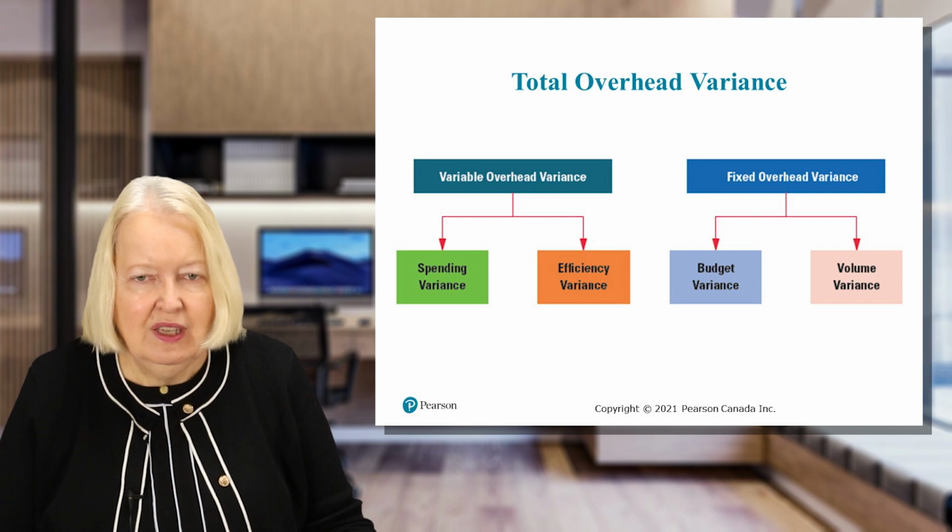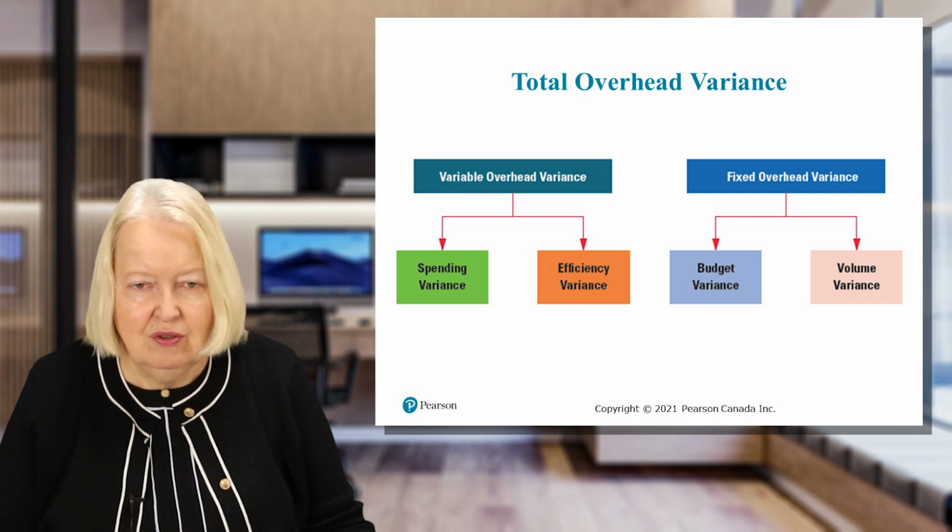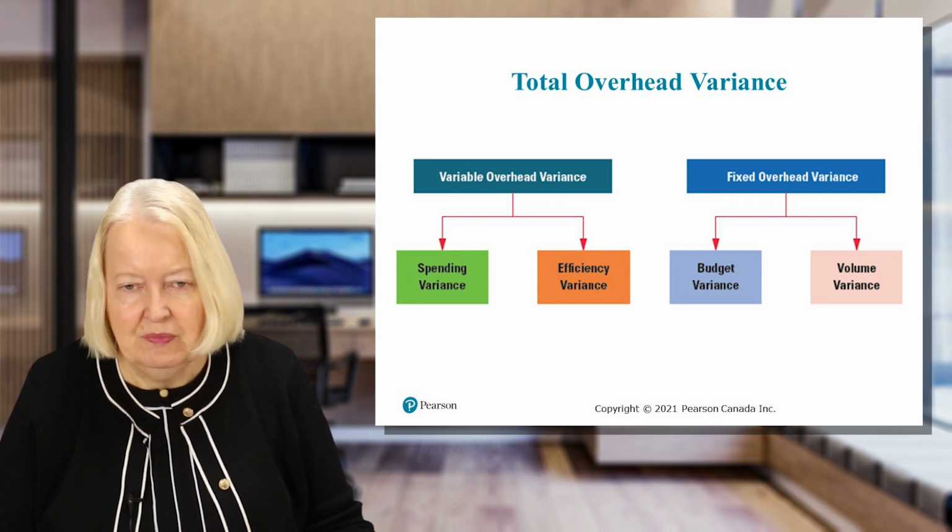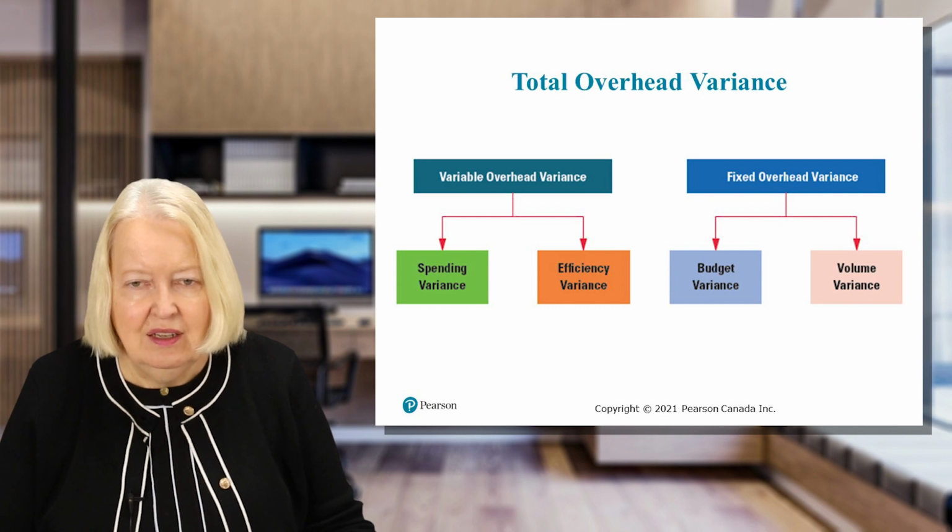So when you're looking at overhead variances, you could end up with variances in both variable and fixed overhead. We just talked about spending variance, like something cost more per unit than you had planned or less. In efficiency, you used more units or less units than planned. Whereas fixed overhead, it's a budget variance.